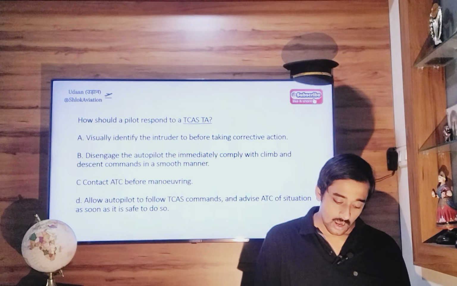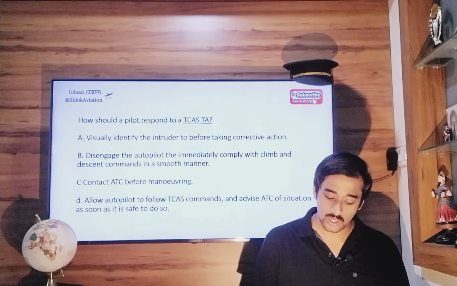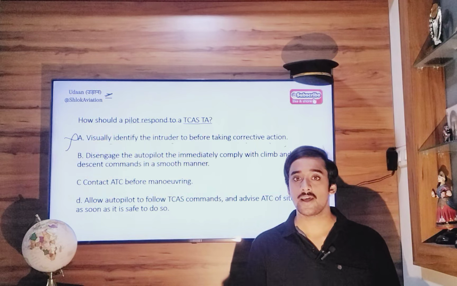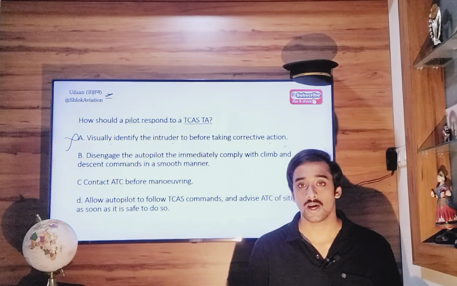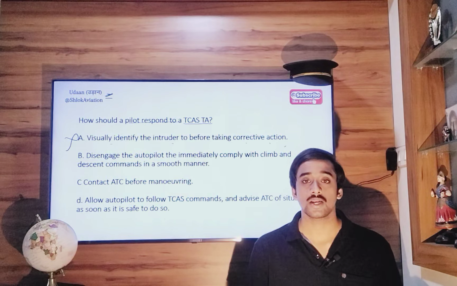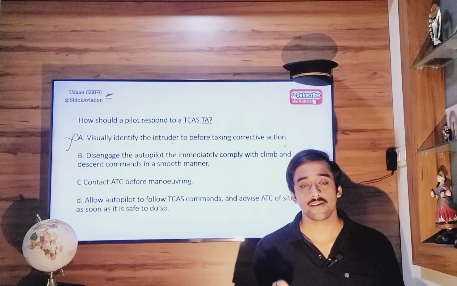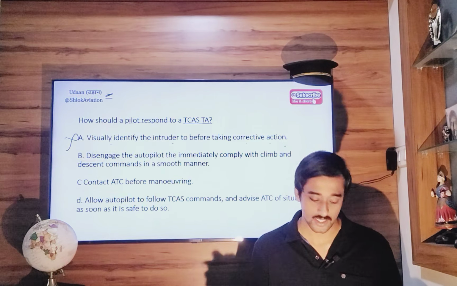Okay, so how should a pilot respond to a TA? Visually identify the intruder before taking corrective action. Wrong. Traffic advisory. Whenever you get traffic advisory, you only visually scan for other traffic. Traffic advisory doesn't permit you to perform corrective actions. Corrective actions are only performed upon receiving resolution advisories.